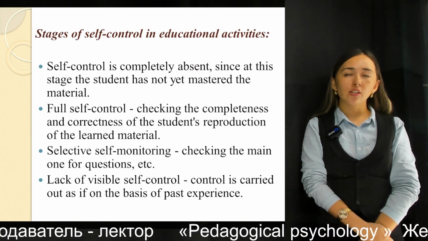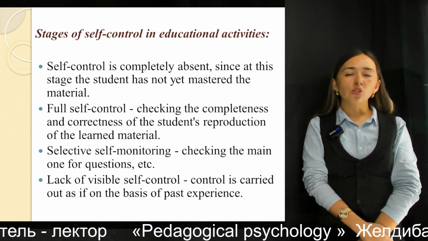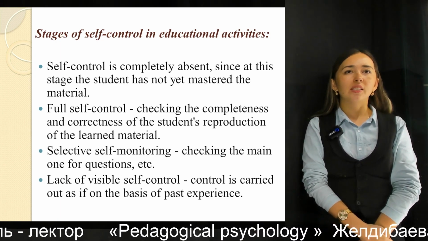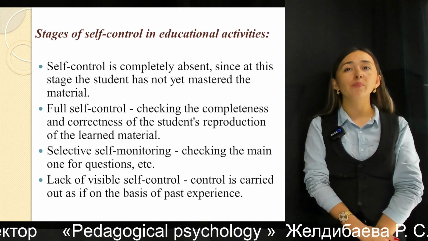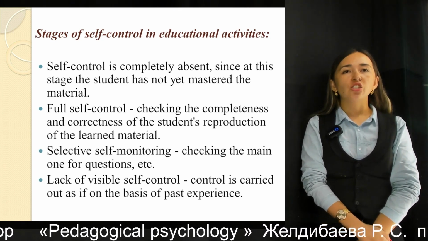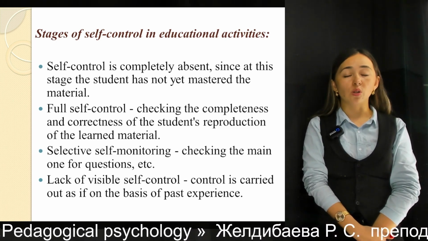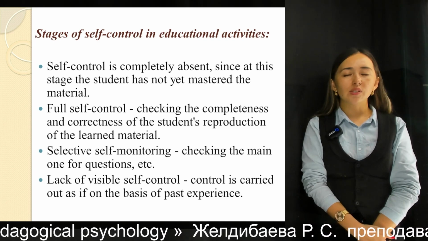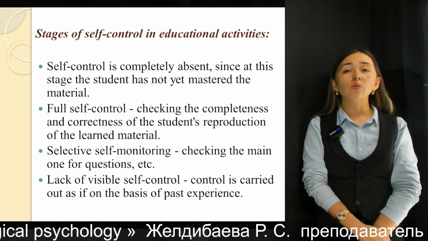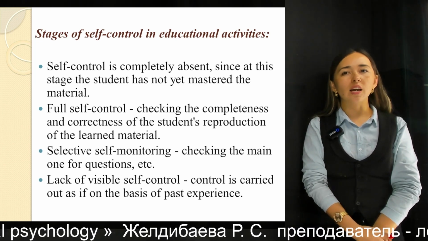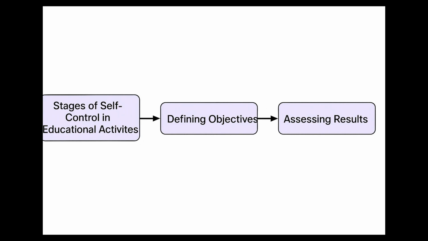So, there are some stages of self-control in educational activities. Self-control is completely absent, since at this stage the student has not yet mastered the material. Full self-control: checking the completeness and correctness of the student's reproduction of the learned material. Selective self-monitoring: checking the main points, for questions. Lack of visible self-control: control is carried out, as if automatically, on the basis of past experience.